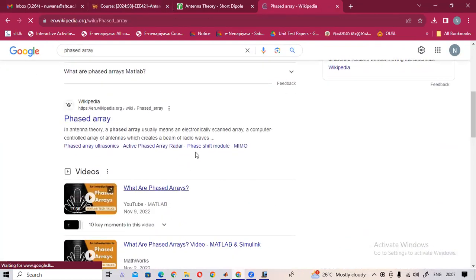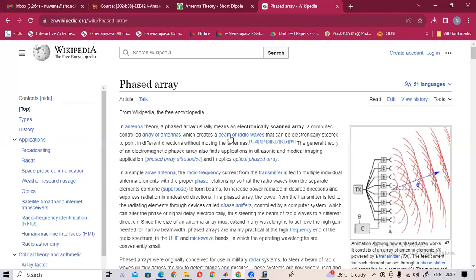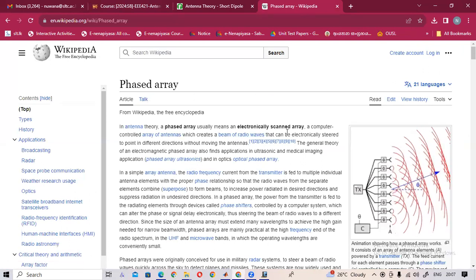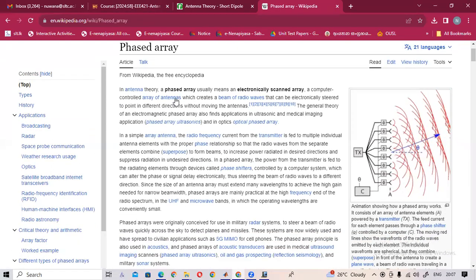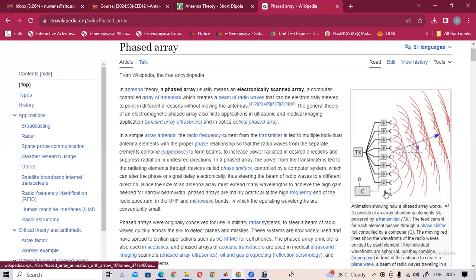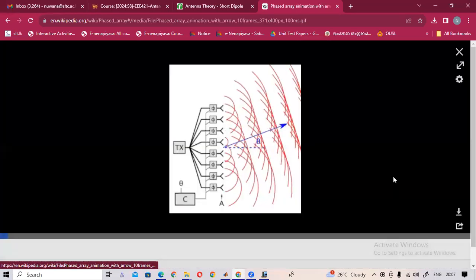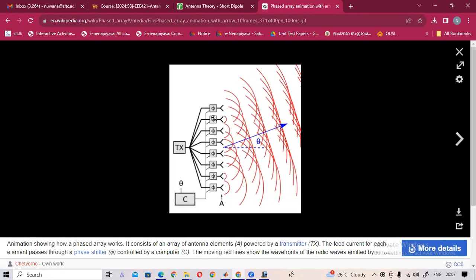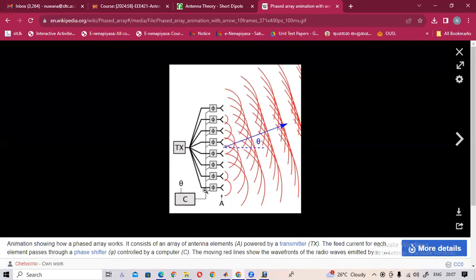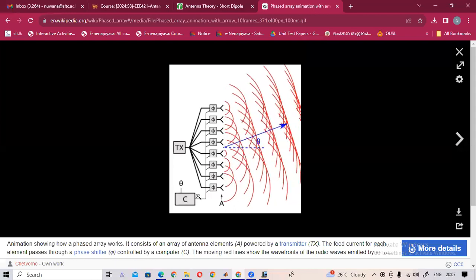These are also called scanned array, electronically scanned array. You can see that there are a number of radiating elements. This is a phase array. Each element is fed with the signal, but with a different delay.